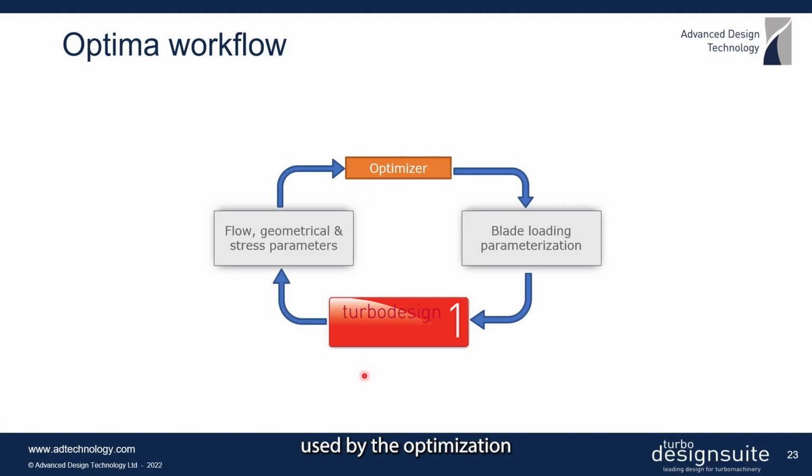So here is the workflow used by the optimization, where the blade loading parameters are used to generate the blade shape in Turbo Design 1, and then the resulting performance parameters are fed into the optimizer, which basically applies MOGA to take the solution to the optimum design.